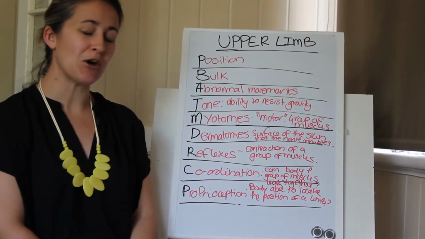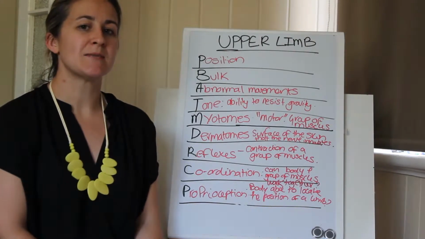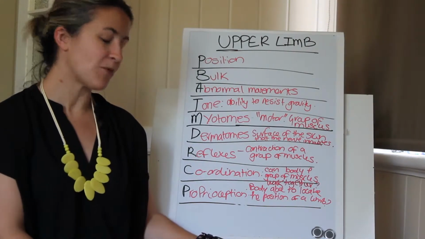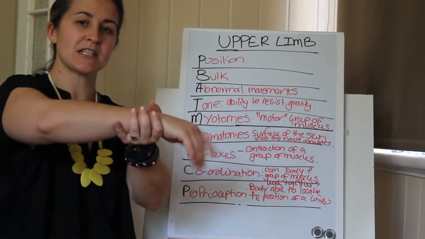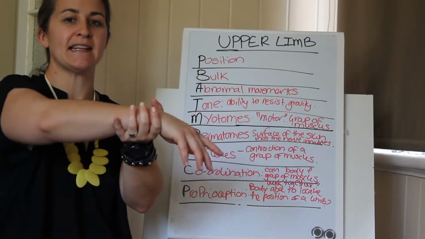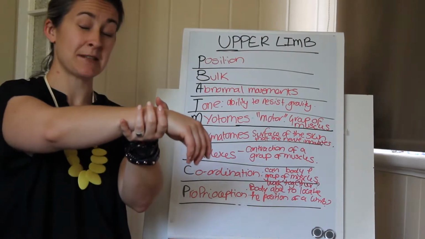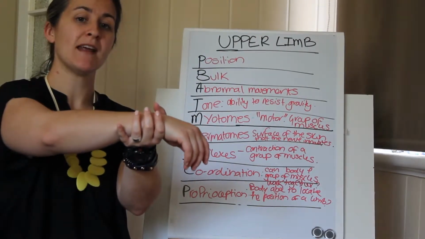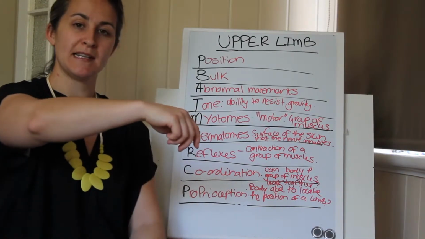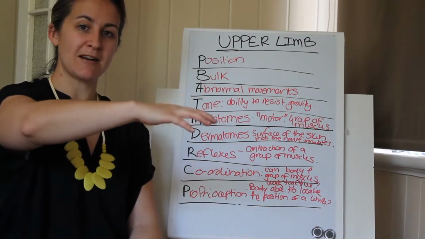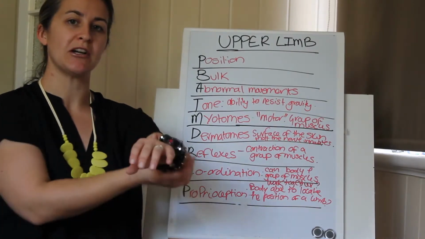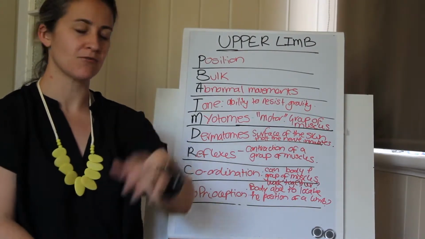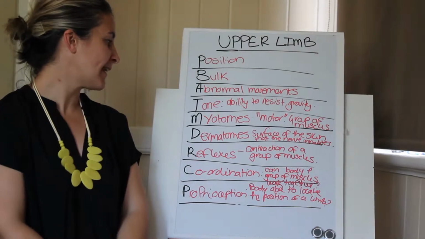The next one is tone. Tone is the body's ability to resist gravity. One of the easiest ways to check tone in the upper limbs is to take the patient's arm into your hand and get them to relax it, and just say, I'm going to take my hand away in a moment and I want you to keep your arm up. If they're able to keep their arm elevated and not collapse their arm, they've got good tone. Remember to check left to right, so symmetry.